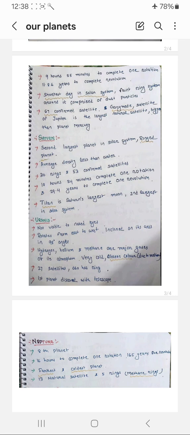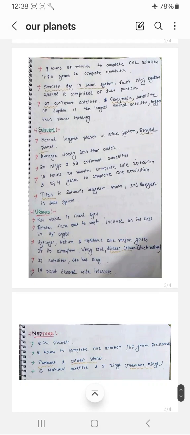It also has a faint ring around it, which mainly consists of dust particles. It has 67 confirmed satellites, and Ganymede is the satellite of Jupiter which is the largest natural satellite in the solar system, and it is bigger than the planet Mercury too.